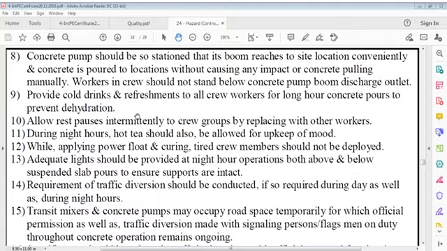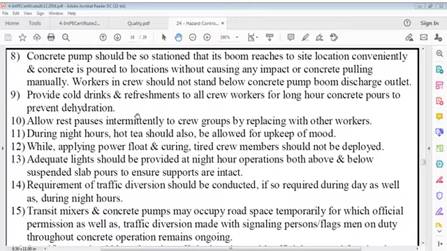Now during night hours, hot tea should also be allowed for upkeep of mood. This usually happens. This is a good practice, because not only workers, but also the engineers, supervisors and foremen who are available on that pour also have to consume it.